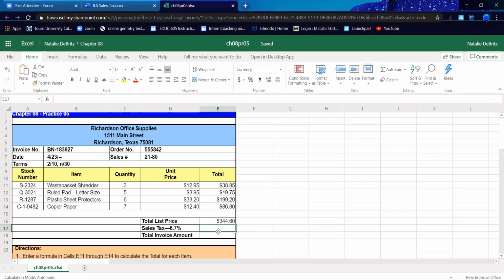Now, if I'm going to pay it within the first 10 days, then I have to do my discount, but I'm not worried about that. I'm just preparing the invoice to send out, and then like we did with the last problem, they have to figure out what the percent is that they're actually supposed to pay.